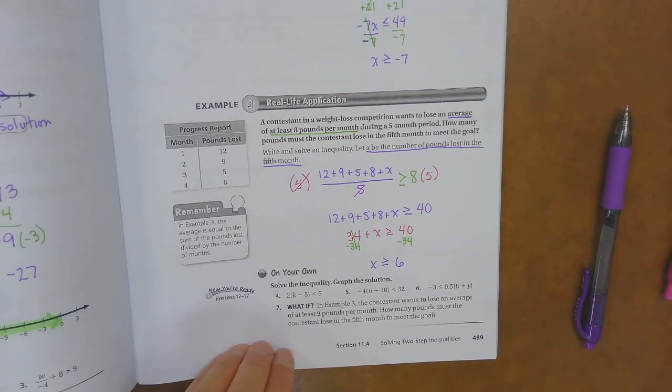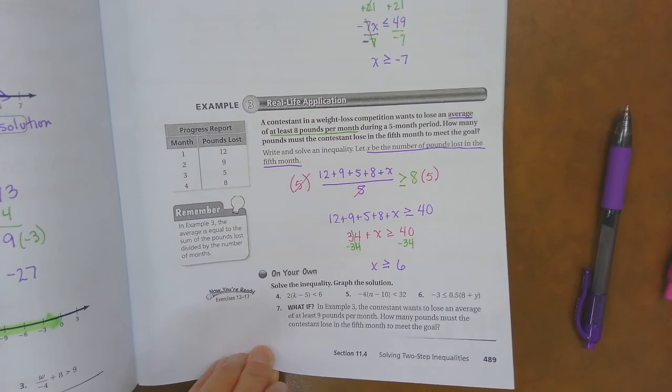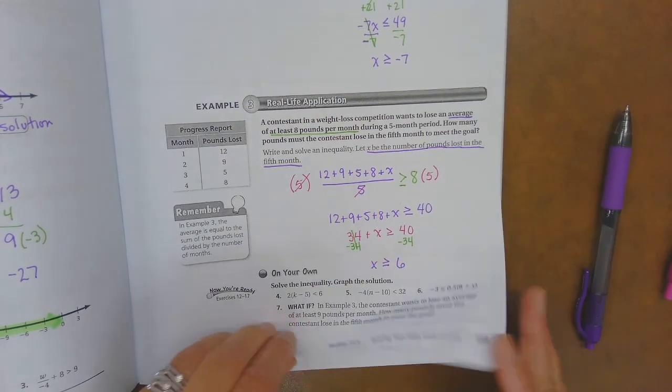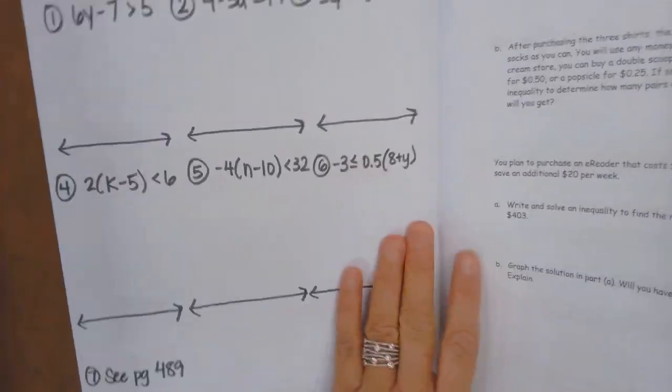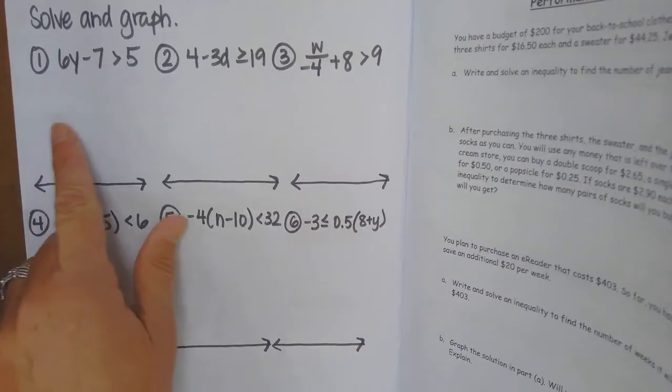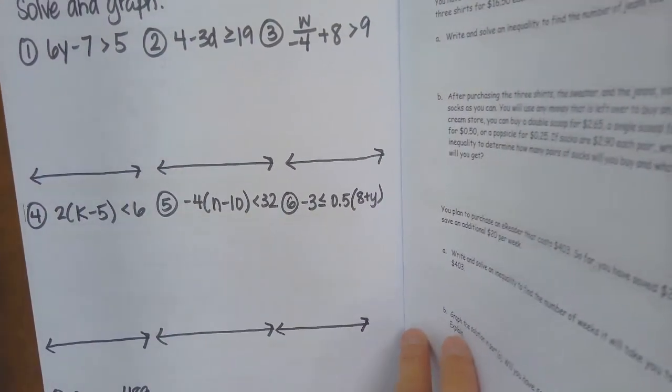Okay, so what I'd like you to do now is finish 4 through 7 on your own pages on the next page. So you should have 1 through 7 finished.